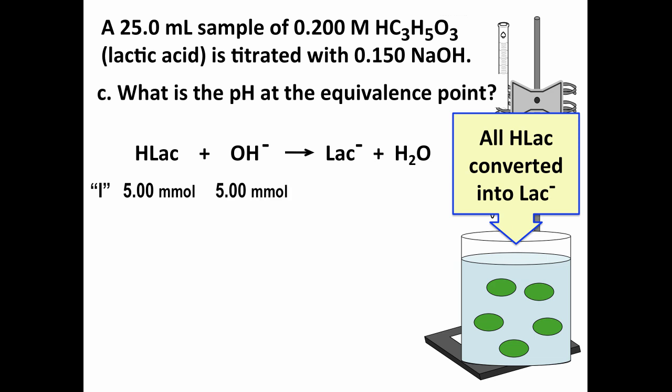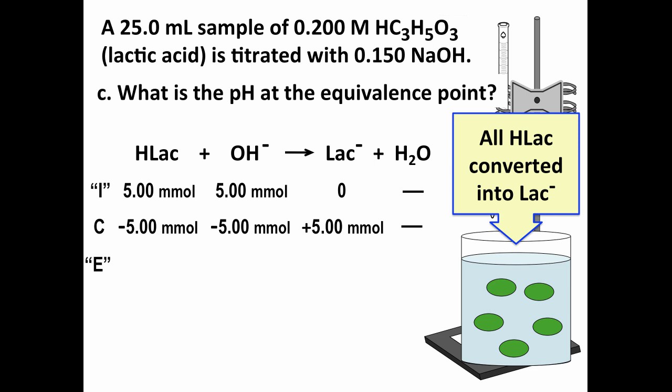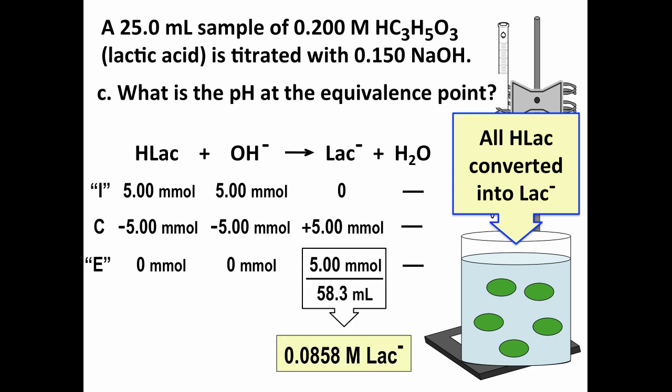5 millimoles of lactic acid has 5 millimoles of hydroxide added. We initially pretend the reaction hasn't taken place, so there's no lactate ion. And again, water we don't care about. The change: all of the lactic acid reacts, all of the hydroxide reacts. 5 millimoles of lactate are formed, or there's an increase in lactate by 5 millimoles. And at equilibrium, all the lactic acid is wiped out, all the hydroxide is wiped out, and 5 millimoles of lactate are formed. But now note, this is in 58.3 milliliters of solution, which gives us a concentration of lactate of 0.0858 molar lactate ion.